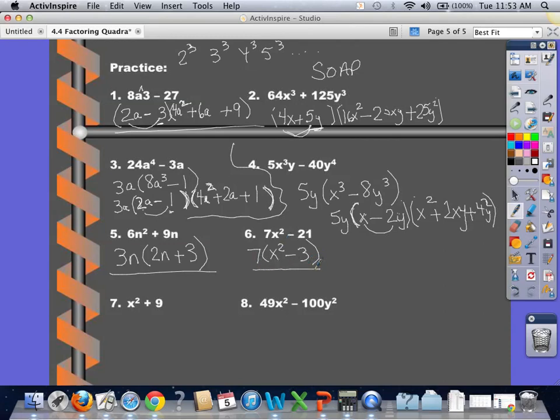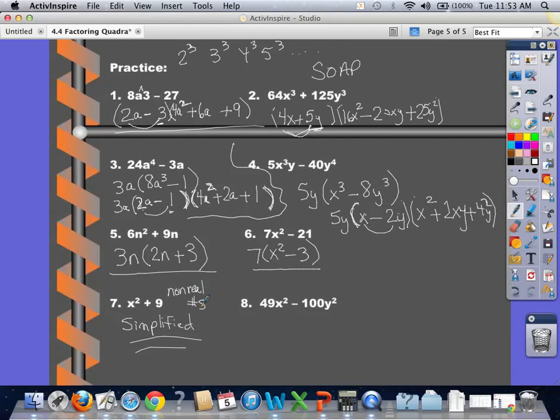Next one says x squared plus 9. Well, that's a perfect square, but this is addition. This is simplified for now, and we'll be figuring these out later. This is not a difference of squares. This is addition or sum of squares, and you cannot do that. That makes non-real numbers, which we will discuss soon enough.